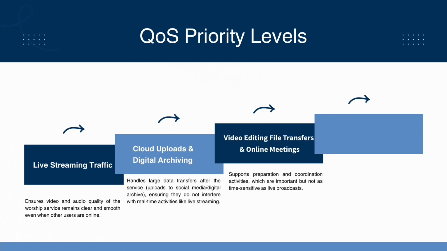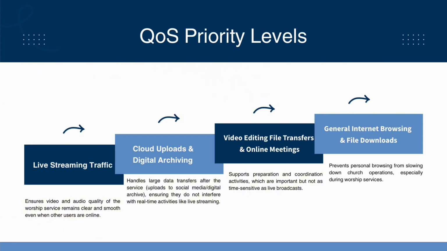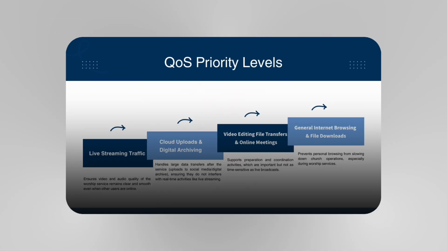The third level of priority is assigned to video editing, file transfers, and online meetings. These activities are important for preparation and coordination, but they are not as time-sensitive as live broadcasts. The lowest priority is given to general internet browsing and file downloads. This prevents personal browsing from slowing down church operations, especially during worship services and online programs.